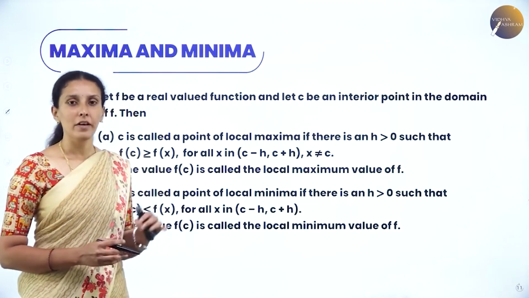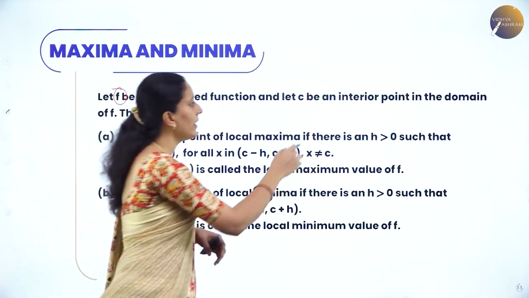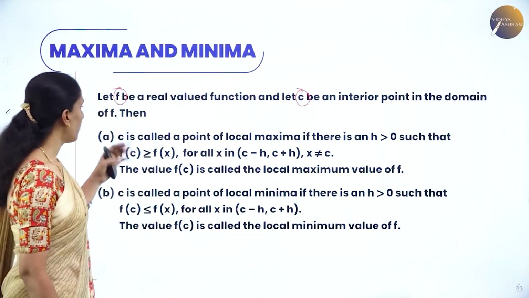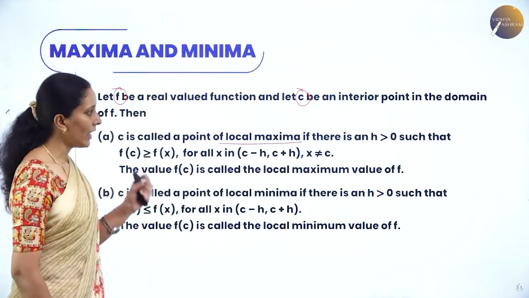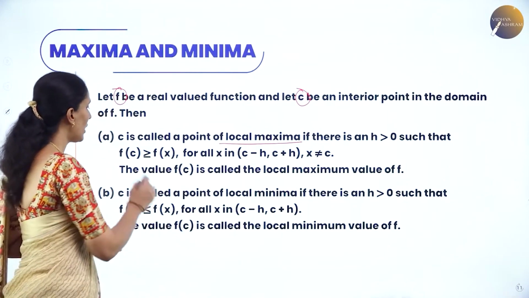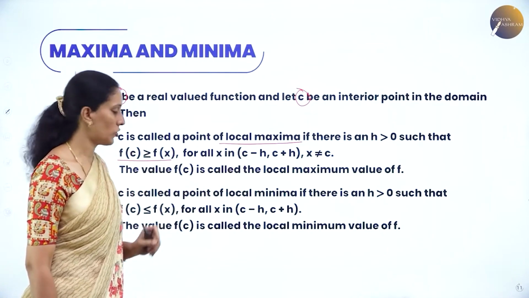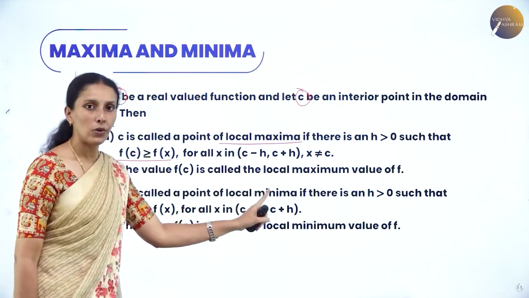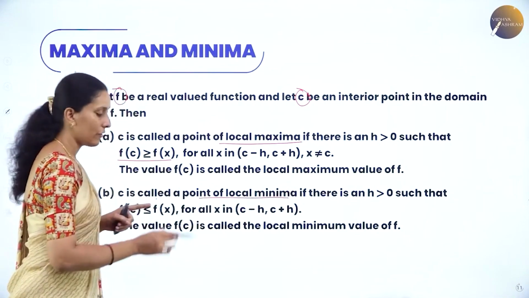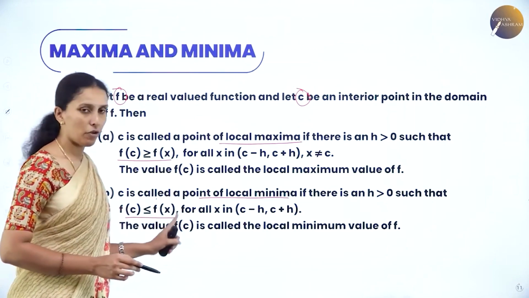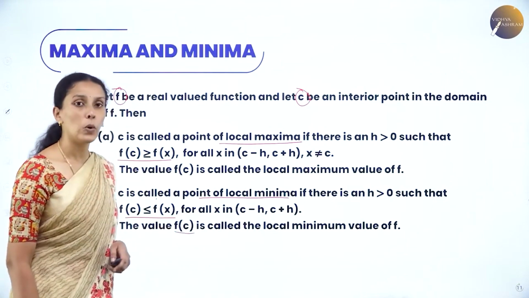So from the observed graph, we can define a definition: let f be a real valued function and let c be an interior point in the domain of f. Then c is called a point of local maxima if there exists h greater than 0 such that f of c is greater than f of x for all x in (c minus h, c plus h). Next, the value f of c is called the local maximum value. Similarly, c is said to be a point of local minima if f of c is less than or equal to f of x for all x in (c minus h, c plus h), and f of c is called the local minimum value.